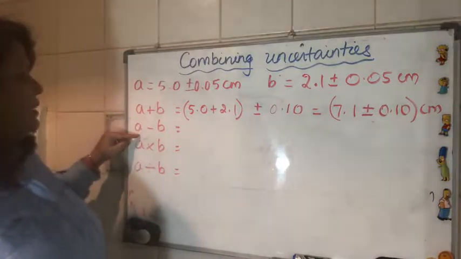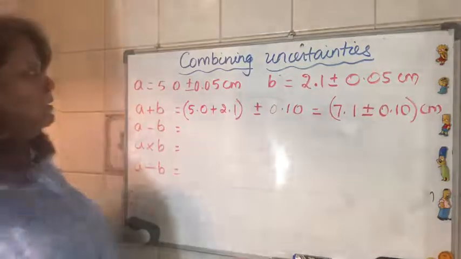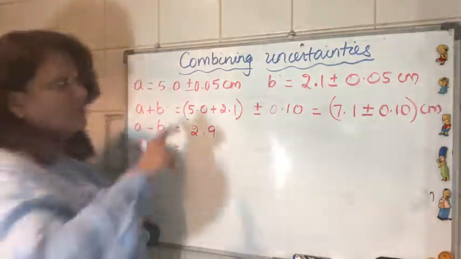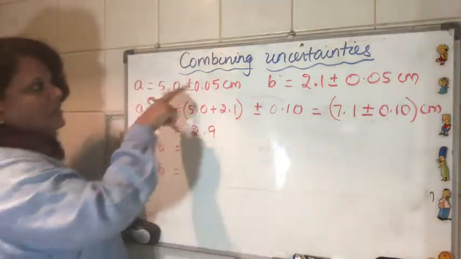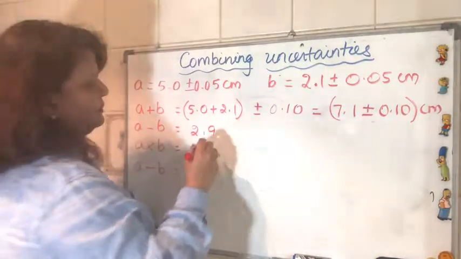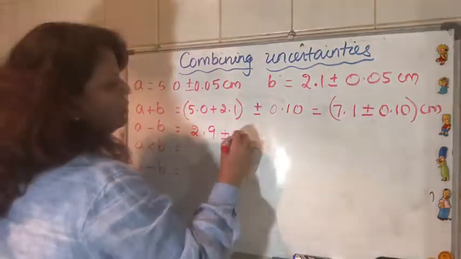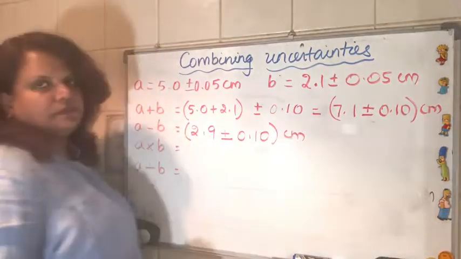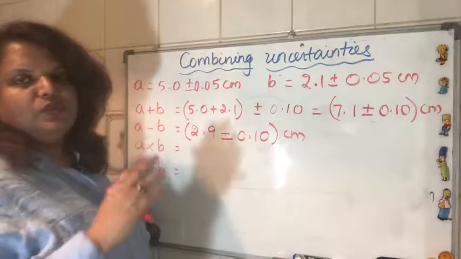Now same, if you have A minus B, then what do you do? 5 minus 2.1, which will give you 2.9, right? So this operation should be the same as what you are trying to do here, subtraction. Then your combined uncertainty, you just have to add them. So plus or minus, same answer, you will get 0.10 centimeters. Got it? It's very simple. Absolute uncertainties for both, you just have to add.